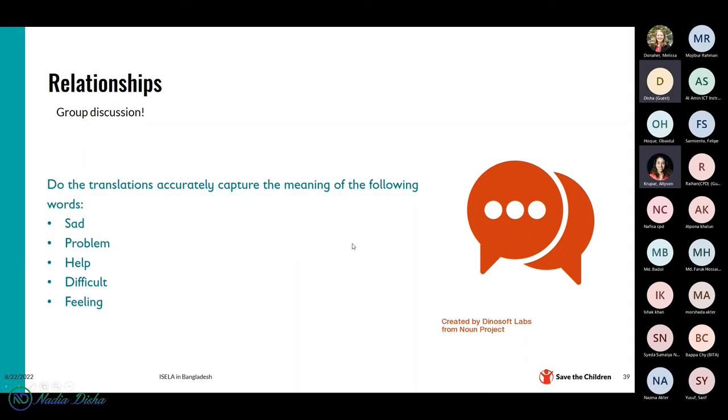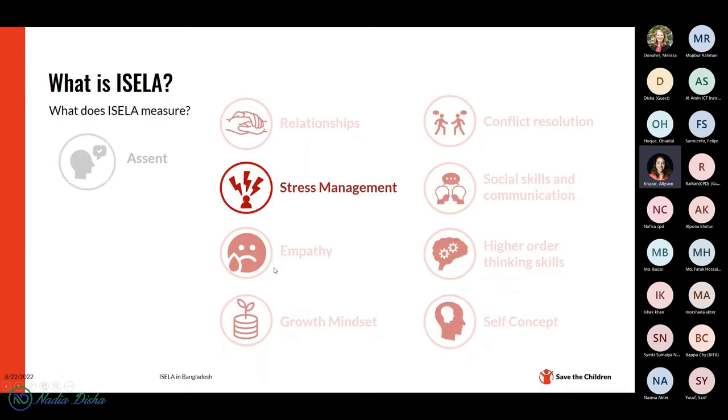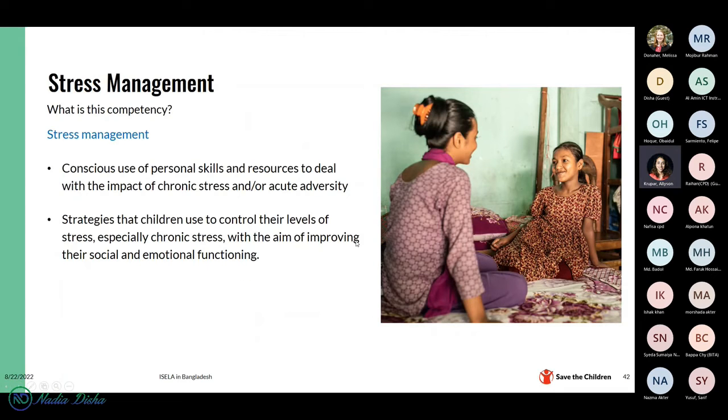All right, moving into stress management. In this section, we'll be going through the stress management subtask. What we're measuring in stress management is the use of skills and resources to deal with the impact of stress, or these risks that we've been talking about at the beginning. What are the strategies that children use to control their stress, especially chronic stresses that they may face? Ideally we would be able to improve that stress management through their participation in the program.